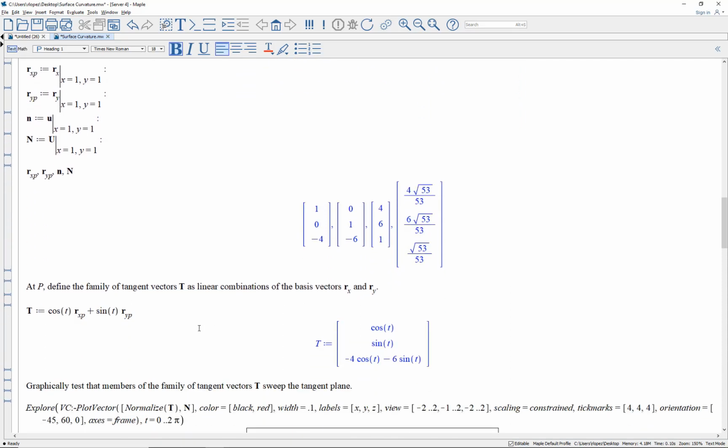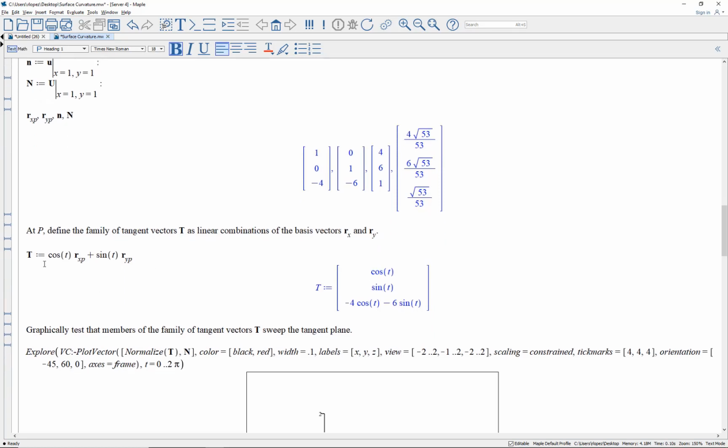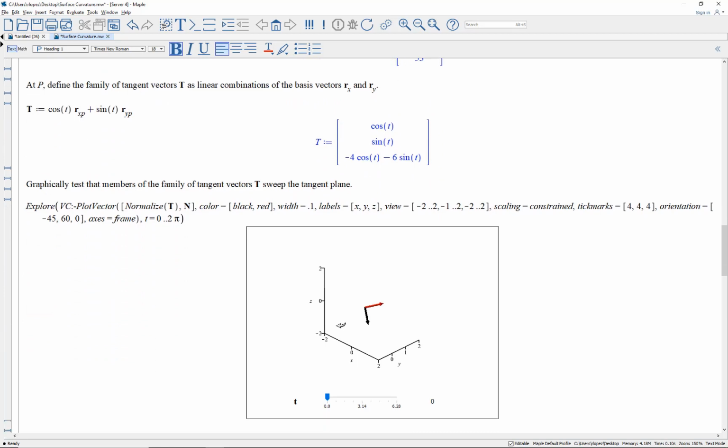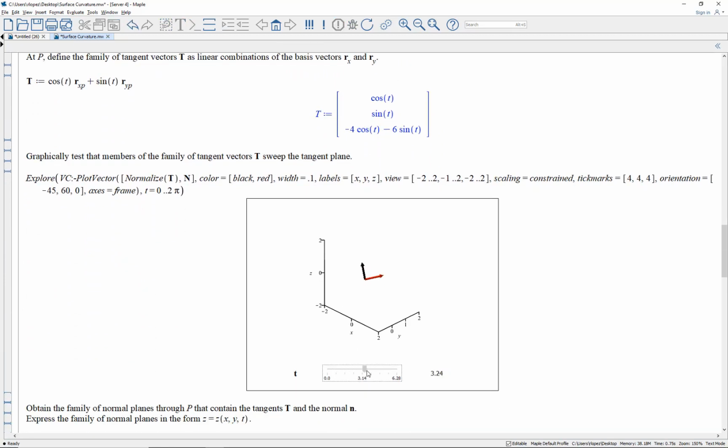Now at the point P, we want a family of tangent vectors. So we take a linear combination of the two tangent vectors, and I used cosine and sine, so I have a one parameter family of these tangent vectors in the tangent plane, and this is what that tangent vector looks like. And to make sure that I hadn't done something untoward, I drew this animation.